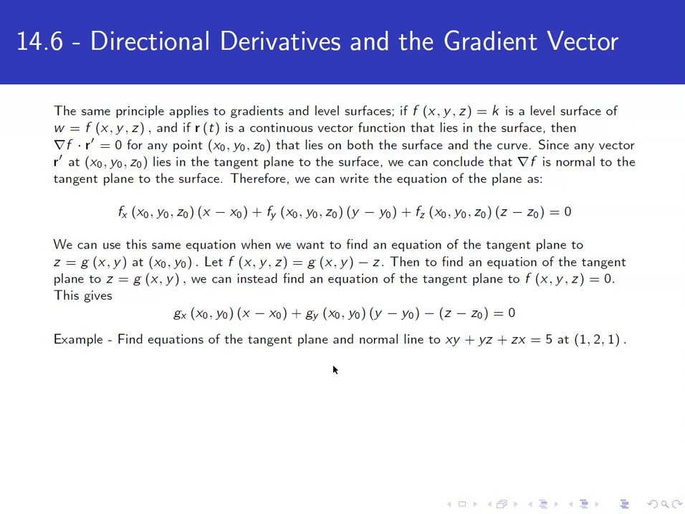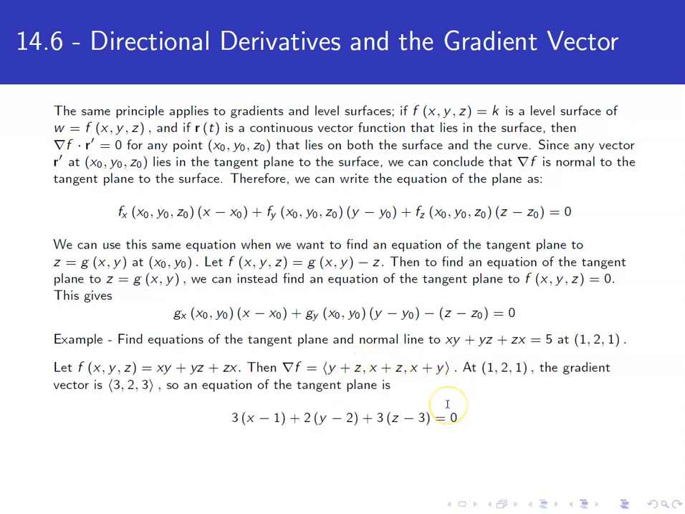Let's say now for this final example we're asked to find equations of the tangent plane and the normal line to the surface xy plus yz plus zx equals 5 at the point (1, 2, 1). Find the gradient vector first. We get y plus z, x plus z, and x plus y as our 3 components of the gradient. At the point (1, 2, 1), we get the vector (3, 2, 3). These will give us a normal vector to the plane that we're interested in for the tangent plane.